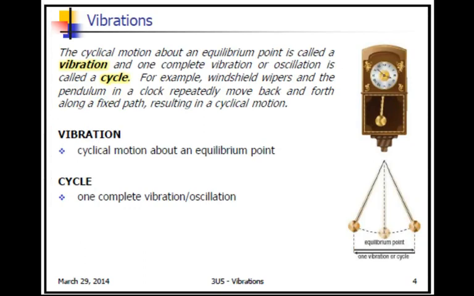The cyclical motion about an equilibrium point is called a vibration, and one complete vibration or oscillation is called a cycle. For example, windshield wipers and the pendulum in a clock both repeatedly move back and forth along a fixed path, and they result in a cyclical motion. So a vibration is cyclical motion about an equilibrium point, and a cycle is one complete vibration or oscillation.